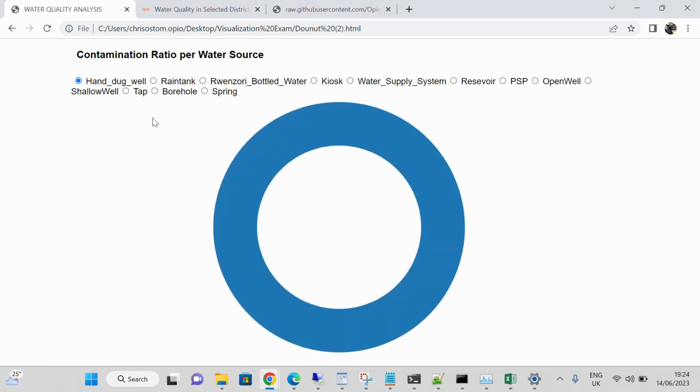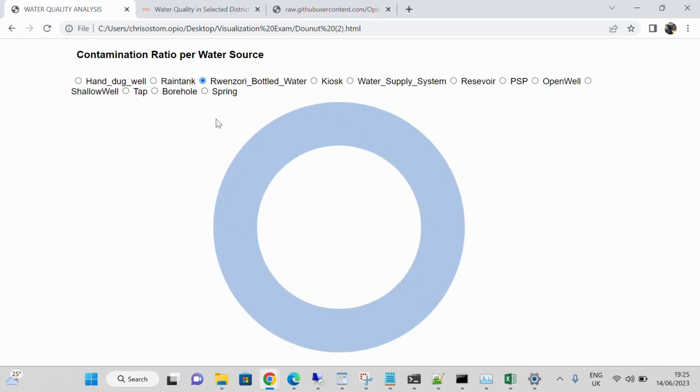Now, finally, this is our last graph, and here we are showing you the contamination ratio per water source. In other words, these are the various water sources that we have that were sampled. And now if you see, the blue shows that the water source is contaminated, and the gray shows the proportion of water source that is not contaminated.